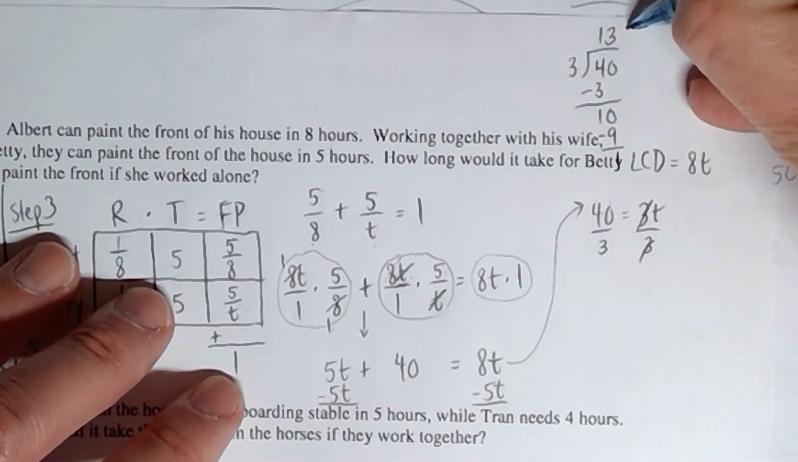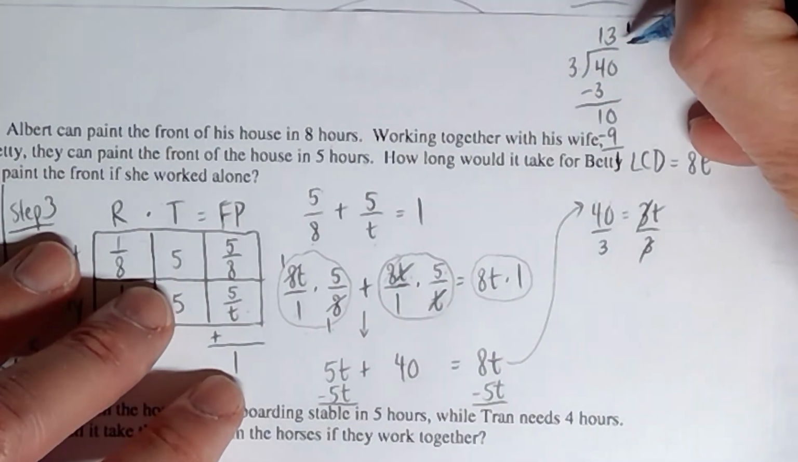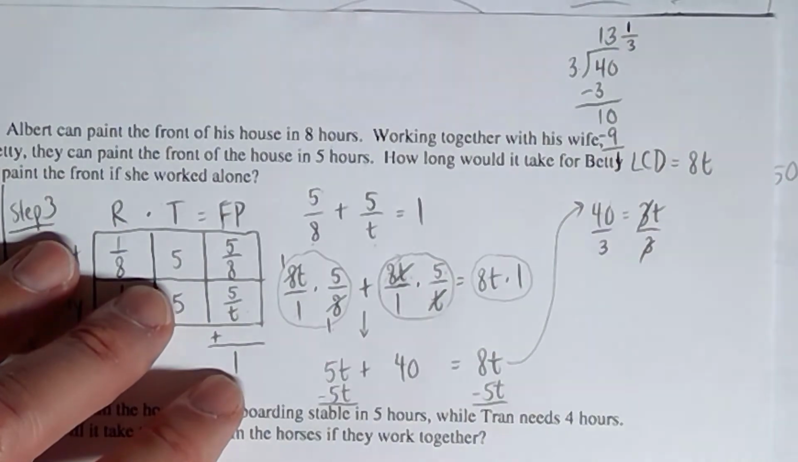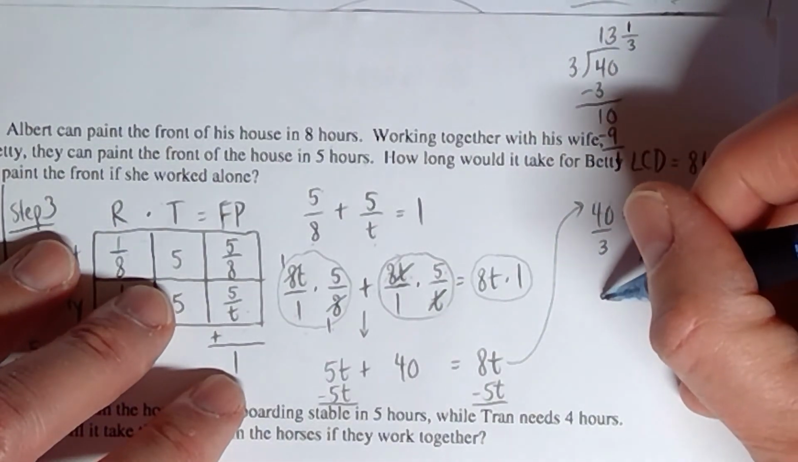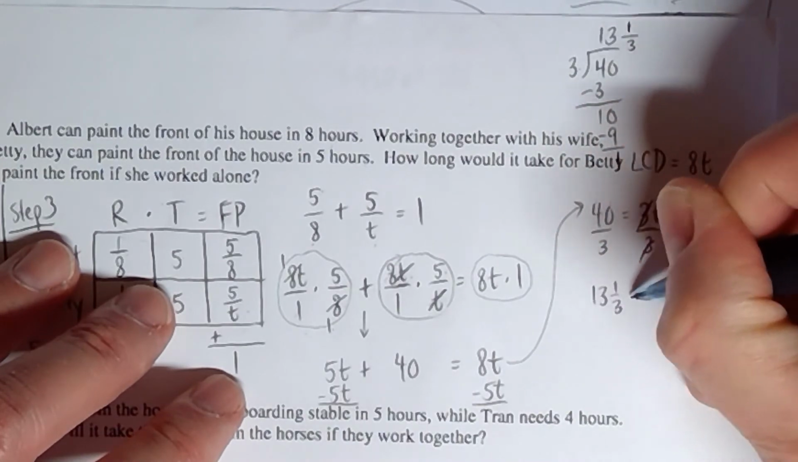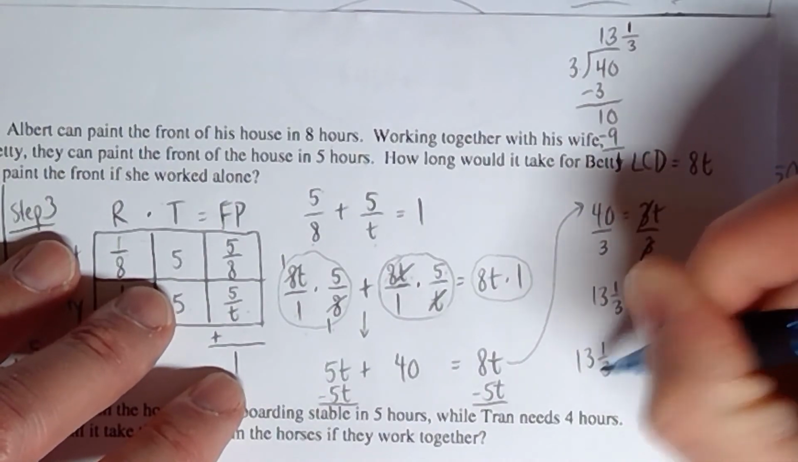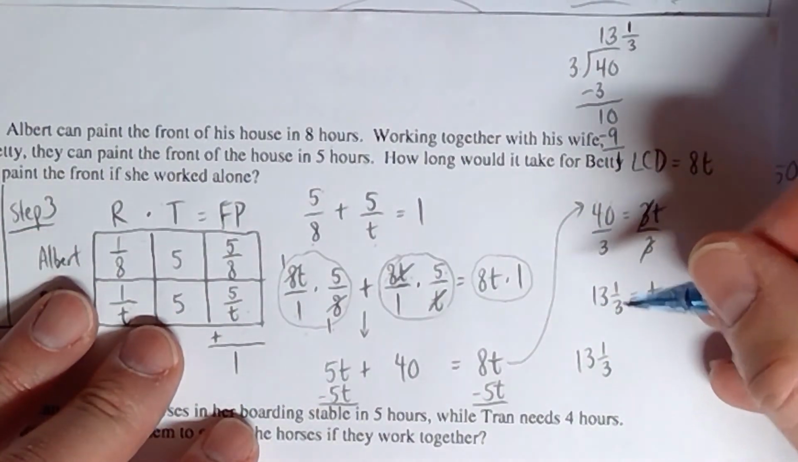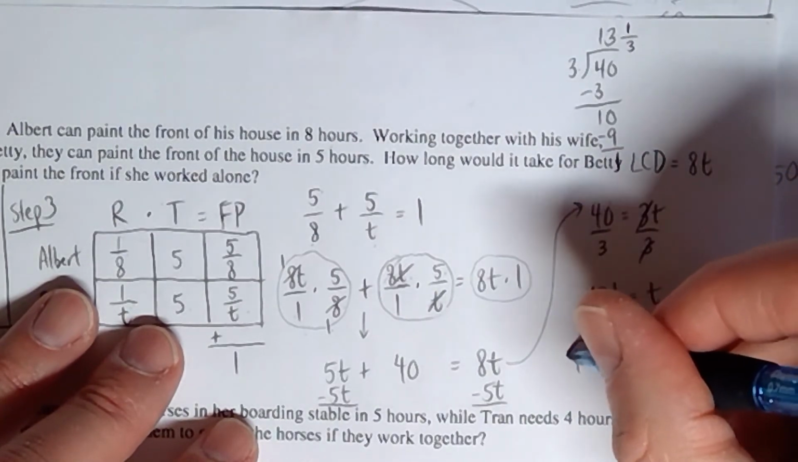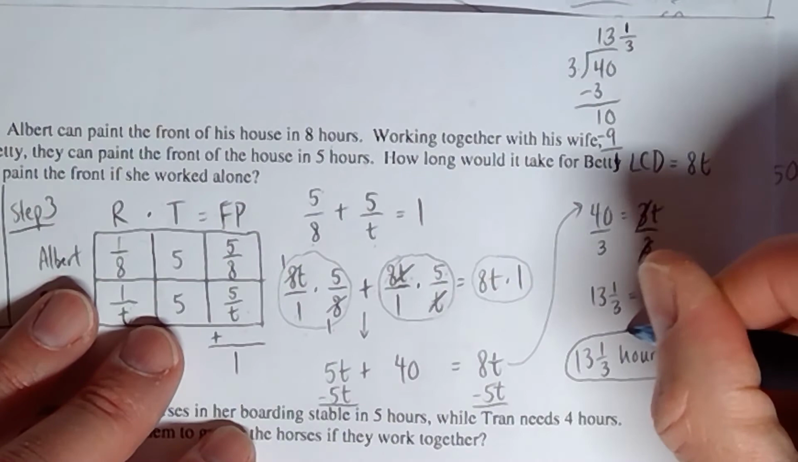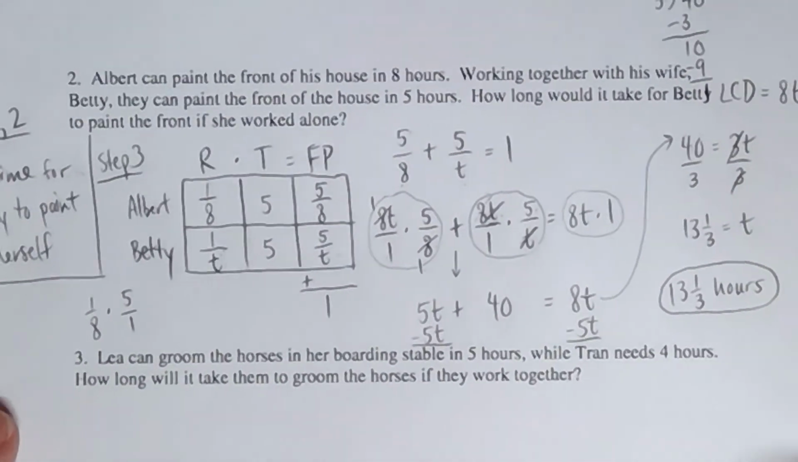And then the remainder always goes on top of that fraction of the mixed number. And then the number on the outside goes all on the bottom. So we end up with 13 1/3. 13 1/3 what? Again, because it's time, and since time is measured in hours in this problem, 13 1/3 hours. That's how long it will take Betty to paint the front of the house working by herself. Okay.